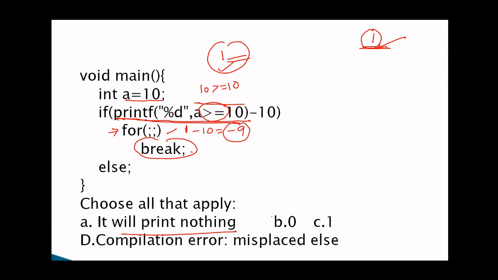Generally we are assuming that the error is a compilation error or misplaced else error. It is not completely a misplaced else error. Why? Within the if you are writing for, so the break is related to for, not if. So if else is a perfect statement. After else, we can write a semicolon, that is the end of the else statement. Everything is correct, right?